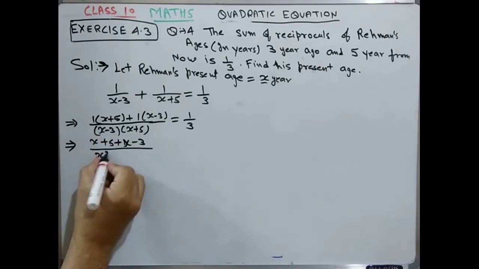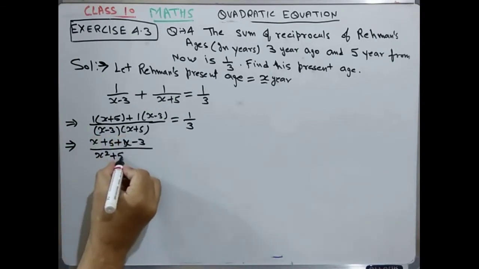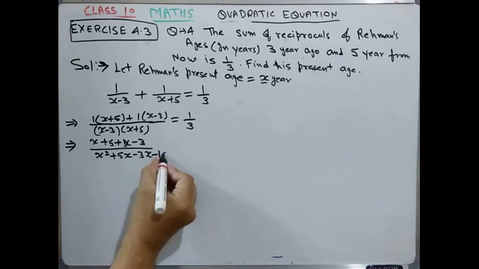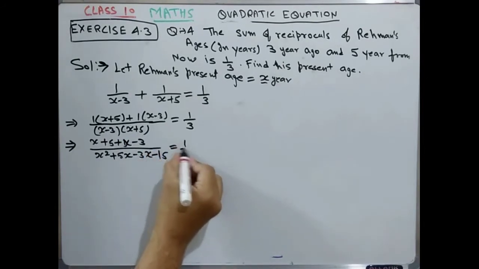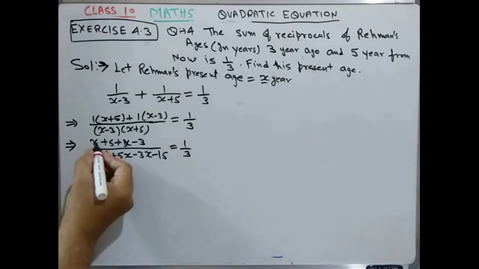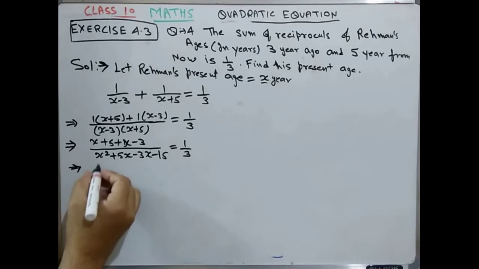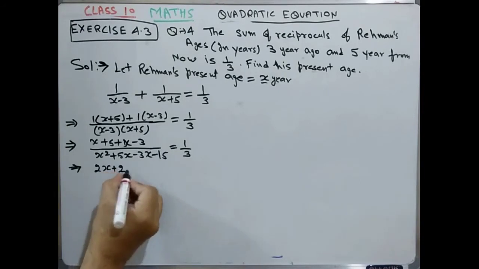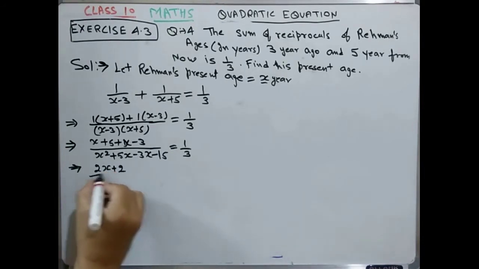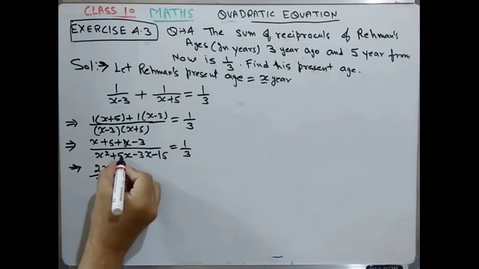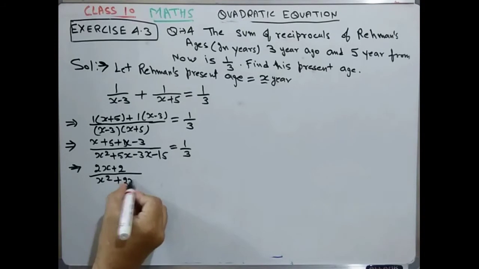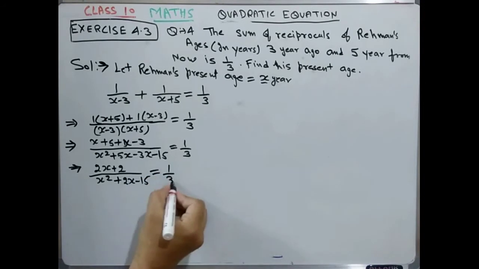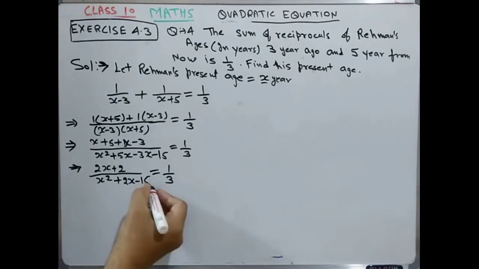This will be x plus 5 plus 1, this is x minus 3, upon the product of these two terms. x into x will be x square, x into 5 will be 5x, minus 3 into x will be minus 3x, minus 3 into plus 5 will be minus 15. This is equal to 1/3, right? So now x and x will become 2x, plus 5 minus 3 will be plus 2. In the denominator, x square, 5x minus 3x will be plus 2x, and minus 15 is as it is. This will equal 1/3.